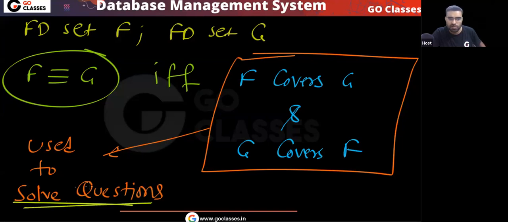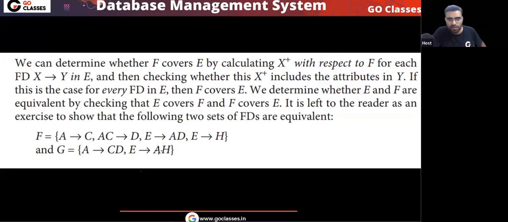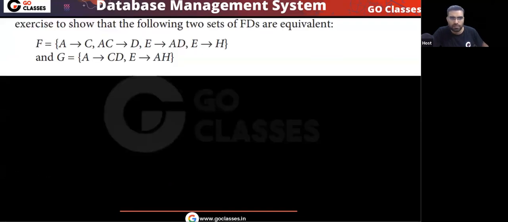Simple. Now let's move on and see some questions. A lot of practice we will do. So let's see these two. Are they equivalent or not? First let me check: does F cover G? The question is asking, are they equivalent? These FD sets are given to you.